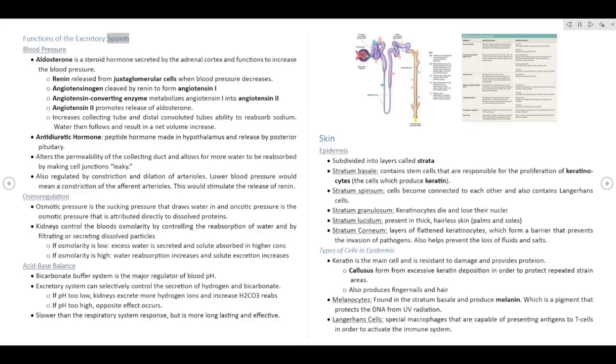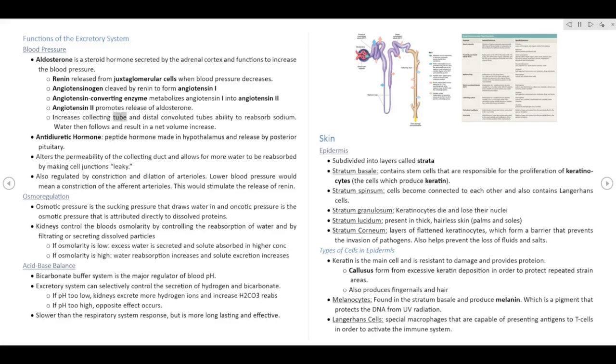Functions of the excretory system. Blood pressure. Aldosterone is a steroid hormone secreted by the adrenal cortex and functions to increase blood pressure. Renin is released from juxtaglomerular cells when blood pressure decreases. Angiotensinogen is cleaved by renin to form angiotensin I. Angiotensin-converting enzyme metabolizes angiotensin I into angiotensin II. Angiotensin II promotes release of aldosterone.